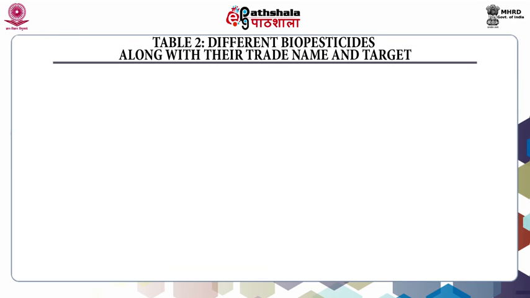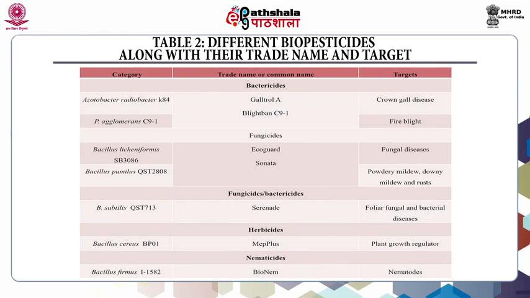Coming to the next part, different biopesticides along with their trade name and target. First is Agrobacterium radiobacter K84, Galltrol, to control crown gall disease. Second is Bacillus licheniformis strain SB3086, and it is sold under the name EcoGuard for fungal diseases.